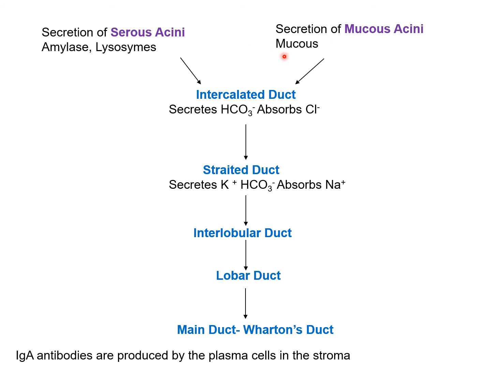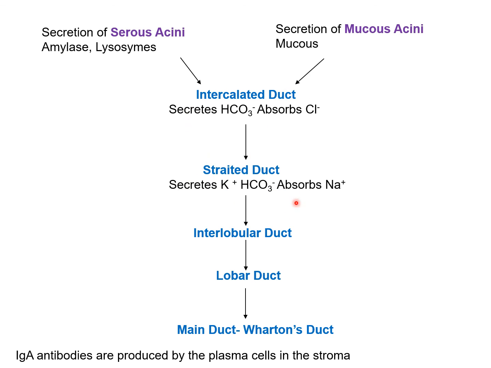The mucous acini secrete the mucus. Both the secretions enter into their intercalated ducts, where bicarbonate is secreted and chloride is absorbed from the secretions. From here, the secretions enter into the striated duct, which secretes potassium and bicarbonate and absorbs the sodium. So what is happening is bicarbonate is being secreted by the intercalated duct and the striated ducts. That is, it's modifying the secretions which are being secreted. The bicarbonate content of the saliva helps in buffering the food which is there within the mouth.